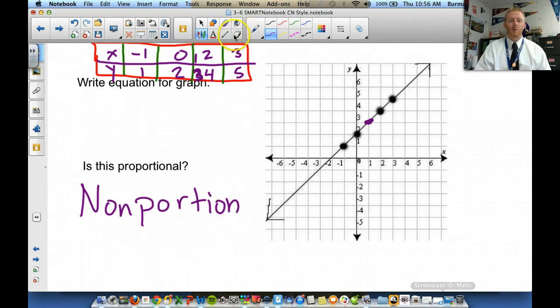Oh, I spelled proportional wrong. Don't tell your parents. They might yell at me, or tell them. It's kind of fun that way too.